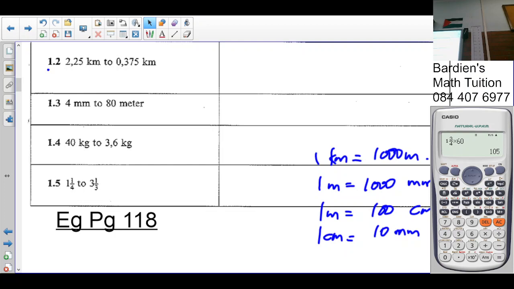Alright, so if you're going to convert this to meters, 2,25 kilometers is how many meters? Not 2,225. It's 2,250. Okay? Multiply that by 1,000. And we get 375 meters. Not so? So what number can be divided into both without remainder? 25. So divide by 25 on your calculator. I'll give you a chance to do that.